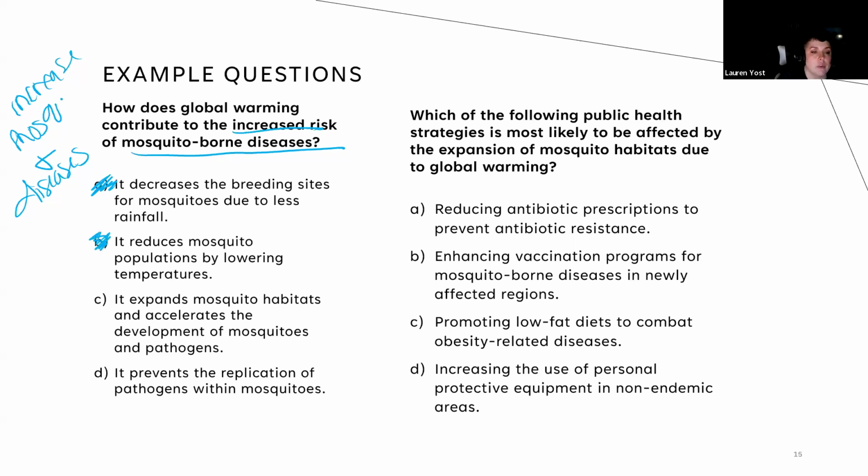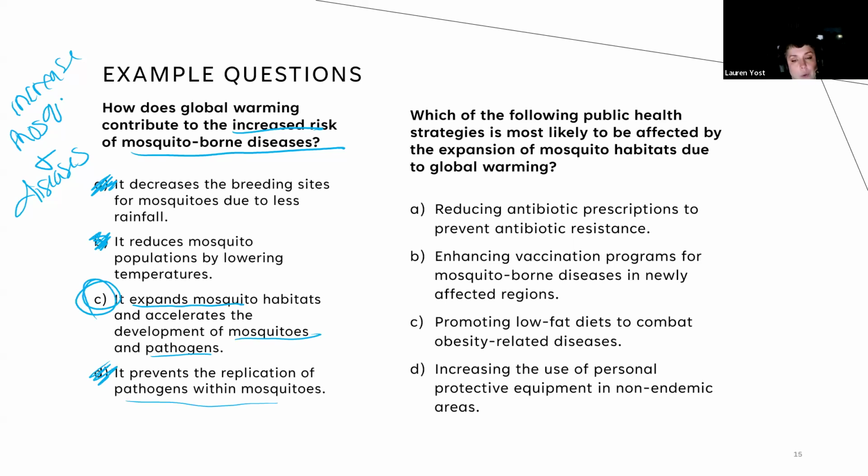It literally tells us we're gonna have an increase in mosquito-borne diseases, and that's gonna come with an increase in mosquito populations. So we know we're expanding the mosquito habitats and accelerating the development of the mosquitoes themselves, as well as the pathogens that they carry. And then D, it prevents replication of pathogens within mosquitoes, don't we wish? That's why C is our correct answer.